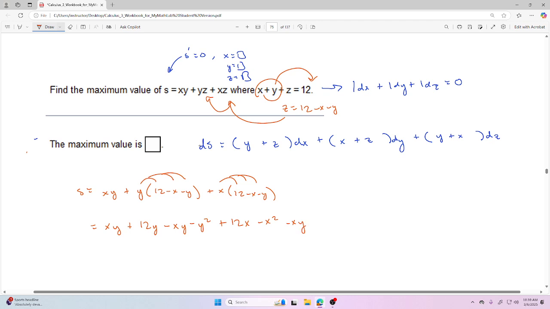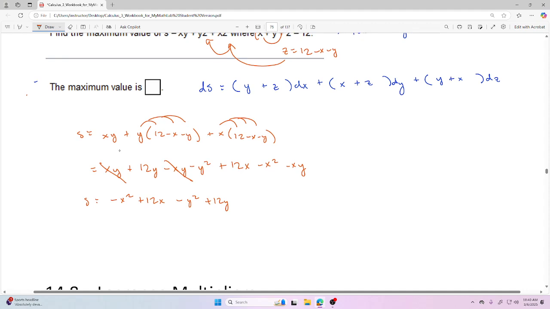But look around. I think some of this actually kind of gets nicer. Notice that we had an xy and we have a minus xy. So at least that's something. I don't see too many other things. I thought they would cancel too. So let me group them, I guess, into my x's and my y's. And now I could take a derivative with this.